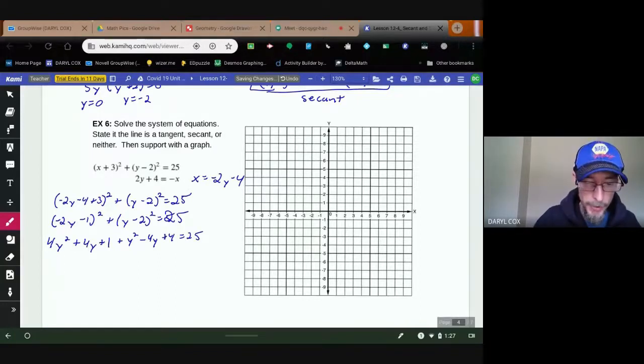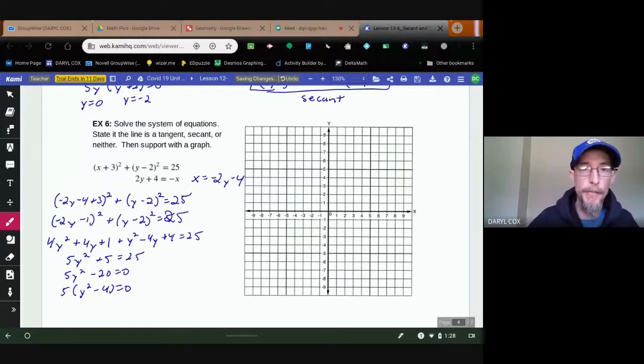Combine my like terms. If you didn't get that, that's why you need to show all your work, so you can find your mistake. 4y minus 4y is 0. 1 plus 4 is 5. I'm going to go ahead and add that here. Don't factor yet. Get it equal to 0 first. Sometimes you'll find out things disappear. Unfortunately, not this time. Factor out my 5. That gives me y squared minus 4. This time I can only factor out the 5, not the 5y.